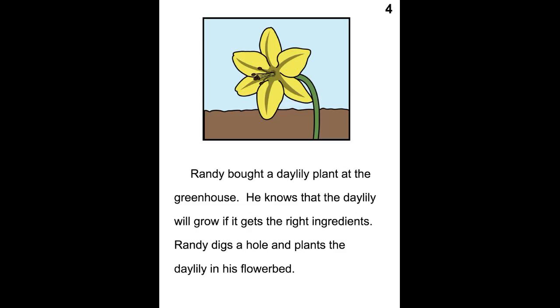Randy bought a daylily plant at the greenhouse. He knows that the daylily will grow if it gets the right ingredients. Randy digs a hole and plants the daylily in his flower bed.